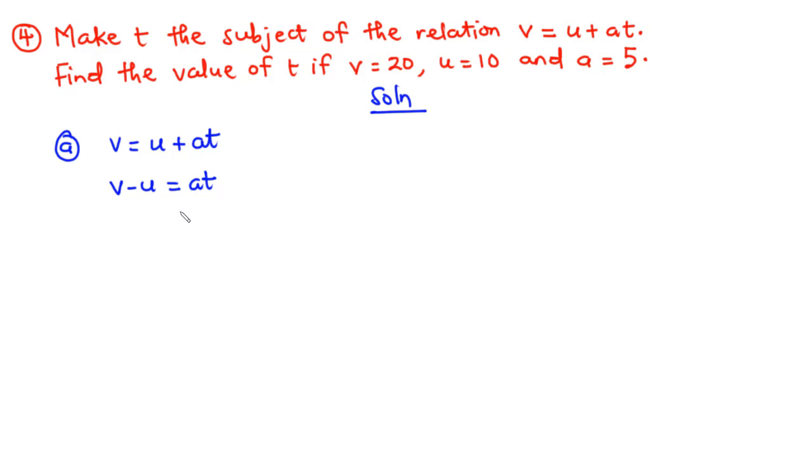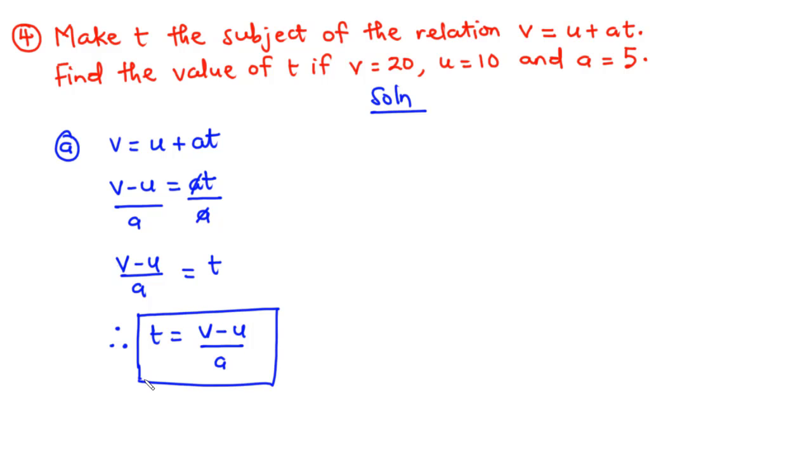Now at this point you realize that a is multiplying t, or a is connected to t by a multiplication, and so we apply the inverse of multiplication, that is division. So we divide through by a on both sides. On the right hand side we have a cancelling out a, and then on the left hand side we have v minus u all over a, and that is equal to t. Therefore we have t equals v minus u all over a. Therefore t is the subject of the relation.